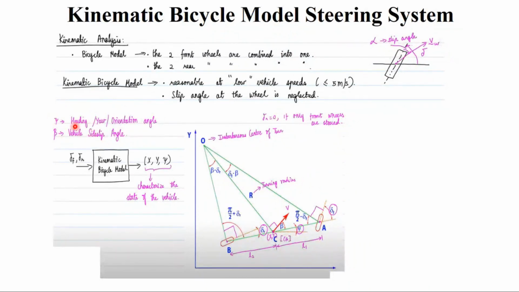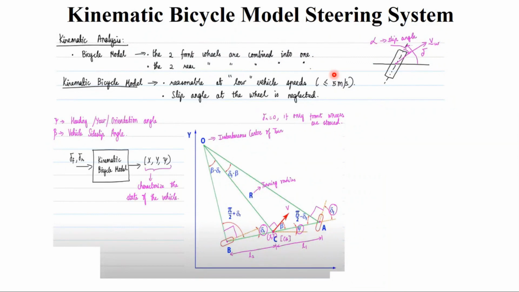It's called psi. So when considering this bicycle model, we are going to consider that the two front wheels are combined into one. Whereas in the previous case, two different wheels were considered, but here in this bicycle model we consider only one wheel. The two at the front are combined into one in the front, and one in the rear. And this bicycle model can be reasonable for low vehicle speed, less than 5 meters per second. And here we are also going to consider that the slip angle at the wheel is neglected.